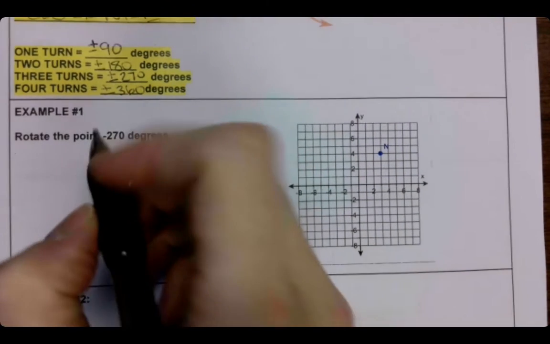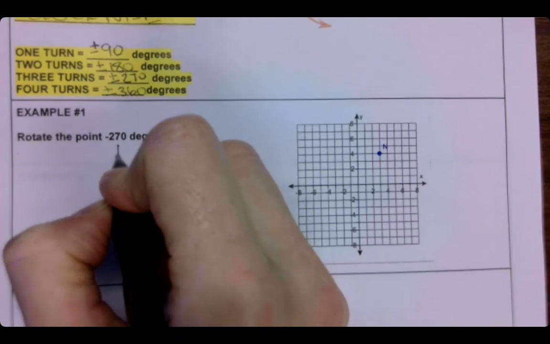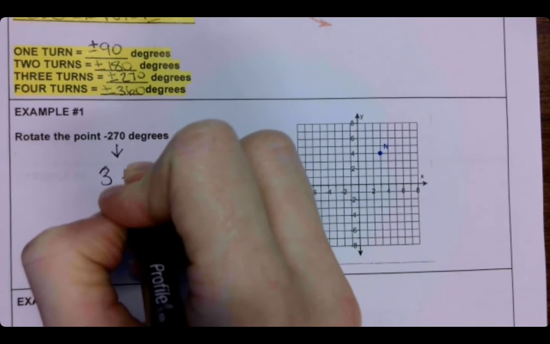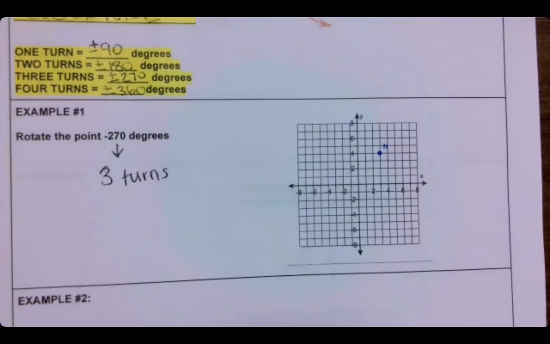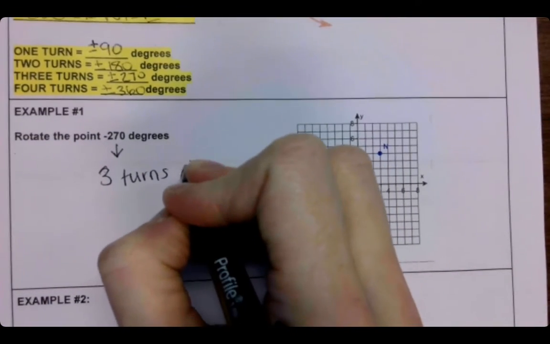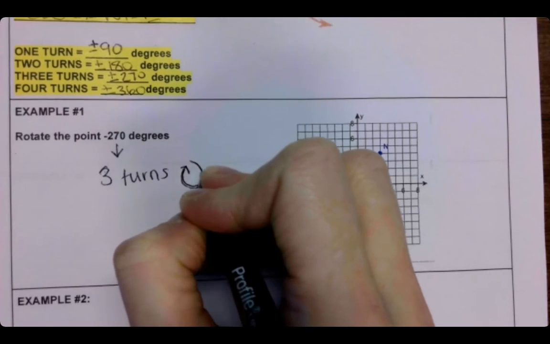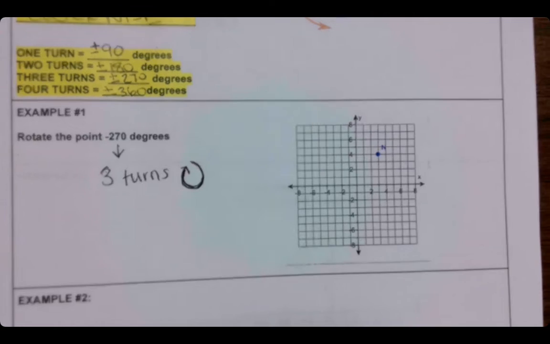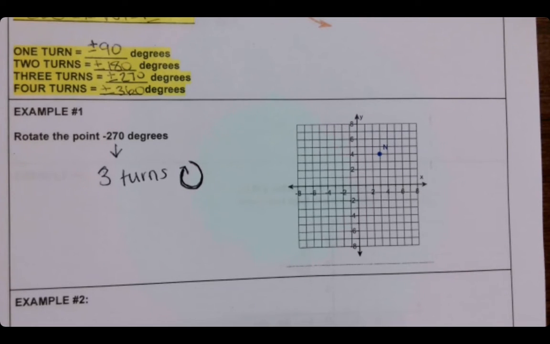So thinking about, right, how many turns is that? So that's 3 turns. And is it counterclockwise or clockwise? Clockwise. And some of you may be saying, well, Ms. Sherman, can't I just do 90 degrees counterclockwise and get the same answer? And that's perfectly fine. If you have that thought, you go for it.